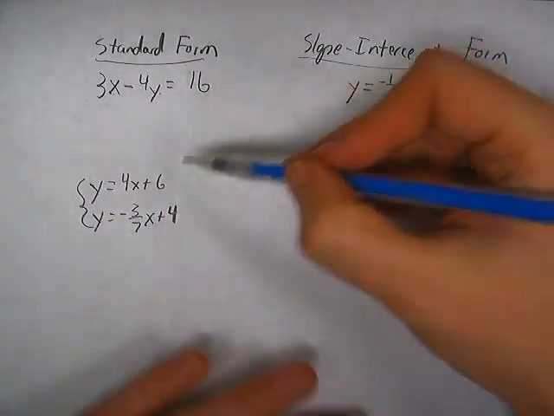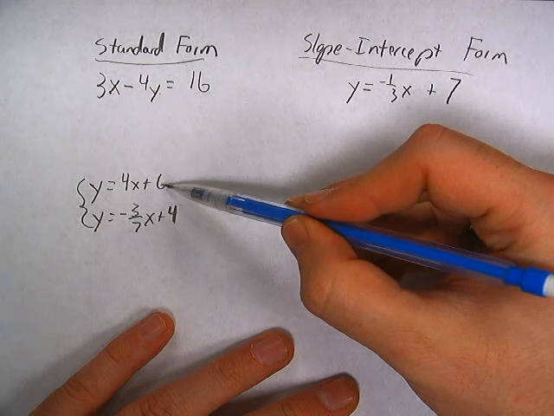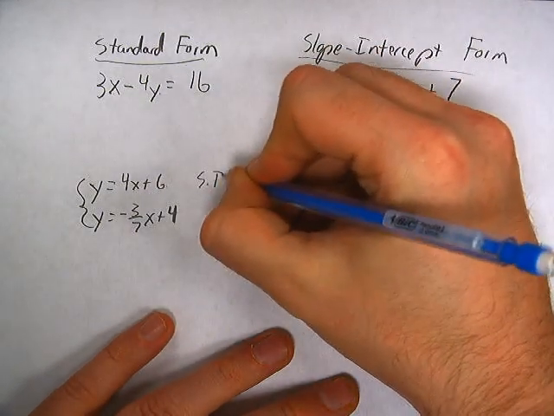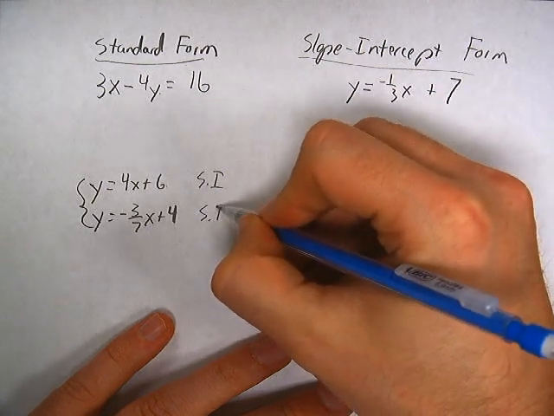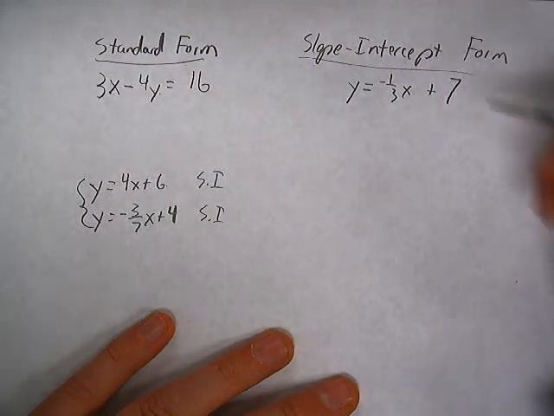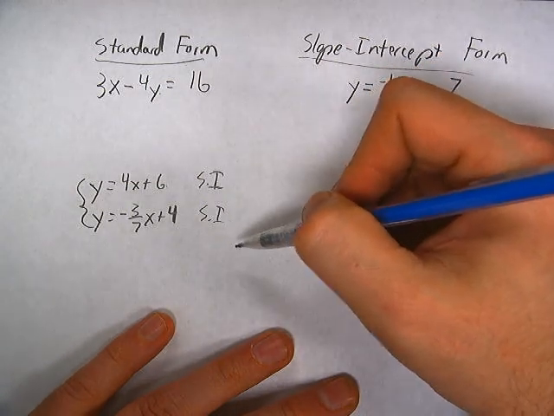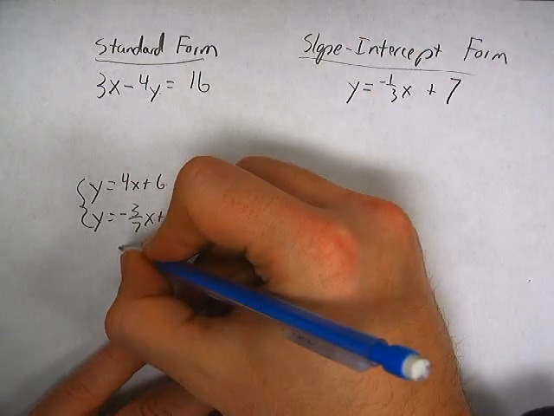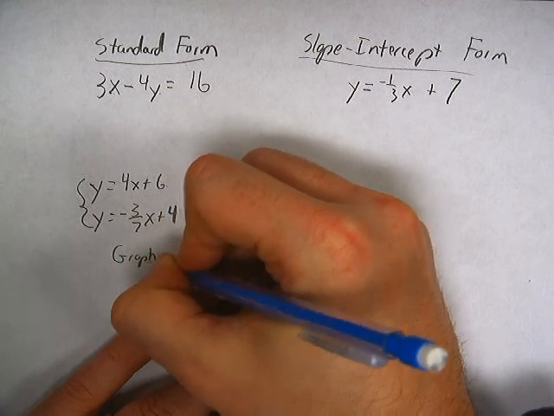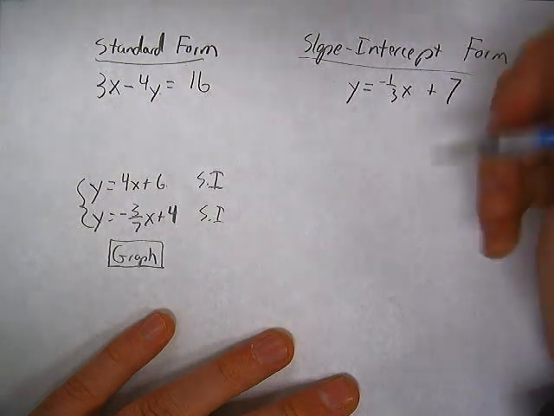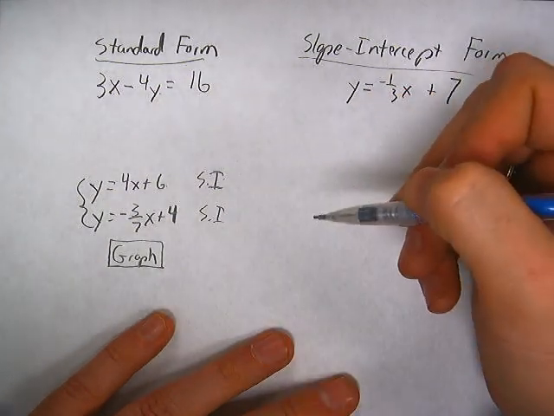Now, when you look at both of these, what form are they in? This top one is in slope-intercept. The bottom one is also in slope-intercept. Whenever I see two slope-intercept forms, what that tells me is I want to graph both of these. Graphing is one of the methods that I use. So two slope-intercepts means I'm going to check out graphing.